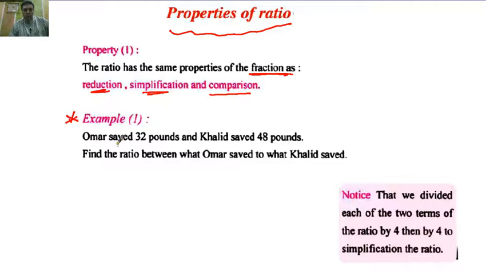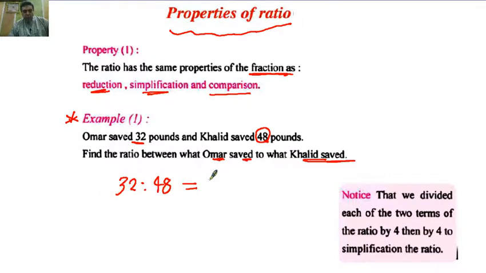Example number one: Omar saved 32 pounds and Khalid saved 48 pounds. Find the ratio between what Omar saved and what Khalid saved. Omar 32 to Khalid 48. To simplify the ratio, we divide each term by 4.